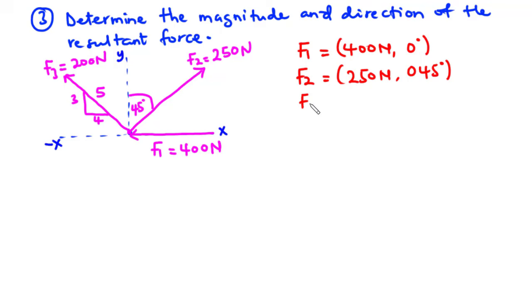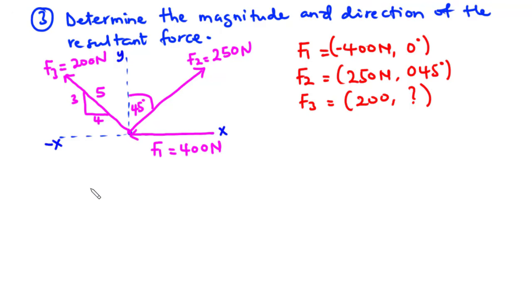And then for F3, we have 200 newtons, and then the angle was not given. Now let's analyze the three forces. You realize that F2 and then F3 are acting away from this point. However, we have F1 acting towards this point. So if F2 and F3 are positive, then F1 is going to be negative. So instead of having 400 newtons, we are going to have negative 400 newtons. So we have F1 to be negative 400 newtons and then 0 degrees.